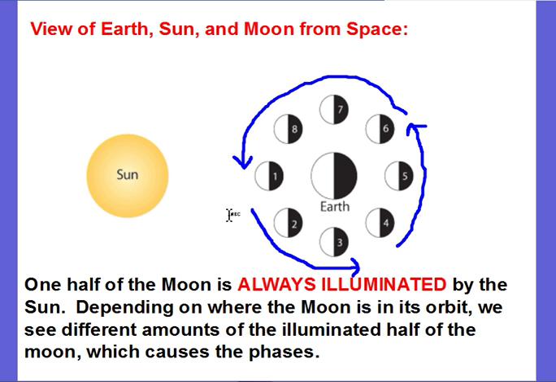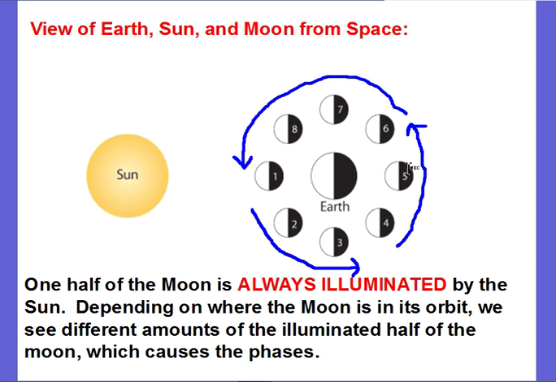But the reason we see different phases of the moon is that, depending upon where the moon is in its path around Earth, we see different amounts of this illuminated half. For example, here at the new moon, which is the start of the lunar cycle, all of the illuminated half is facing away from us. From our perspective here on Earth, when we look up in the sky, all we see is this dark part. So we don't see any of the illuminated part. So the new moon looks basically like a dark circle. It's very hard to even make out in the sky.